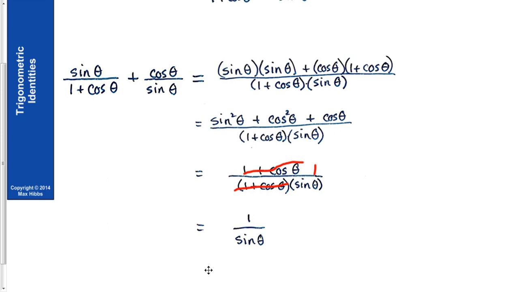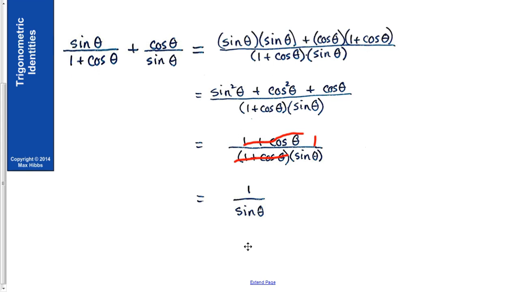Now, I guess one other thing, 1 over sine of theta, maybe we would recognize the basic identity. 1 over sine of theta is the same thing as cosecant of theta. So we can take this sum and add together and simplify completely to cosecant of theta. Let's see what we have to do on the next page.